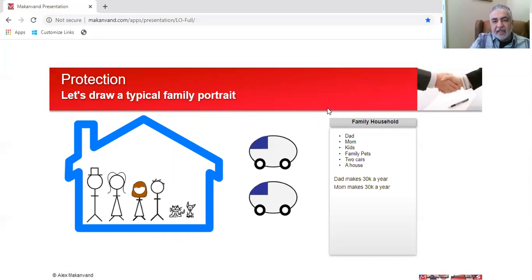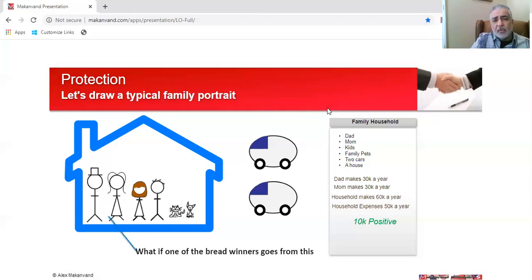And let's say that this couple is making $30,000 a year each. So that's a total of $60,000 a year. And let's say that their expenses and taxes and all that are about $50,000. So this family is really on a $10,000 surplus because they're very careful and very prudent and very frugal, and they still have a little bit of a surplus, so they're able to put a little money aside for their future.